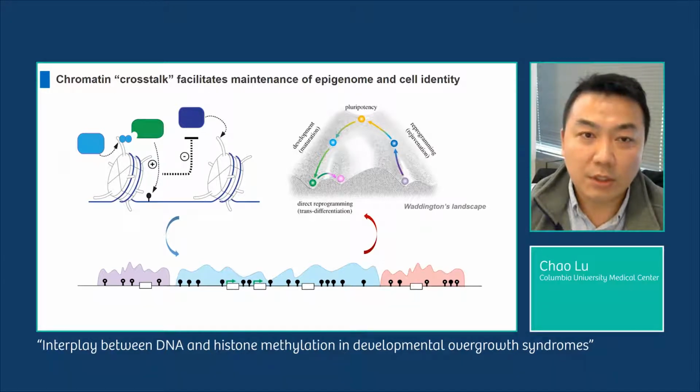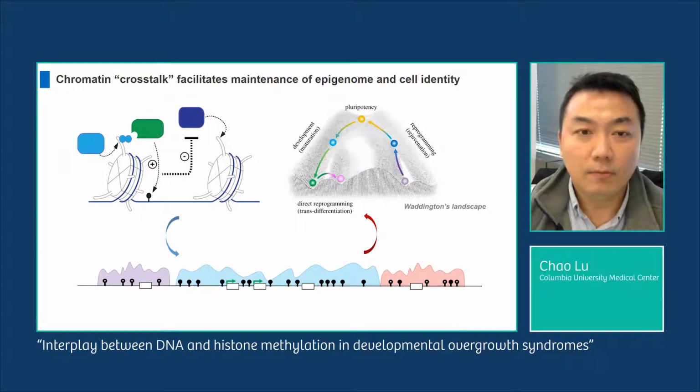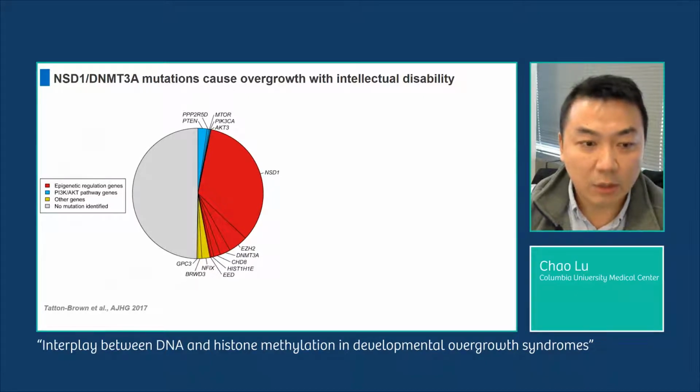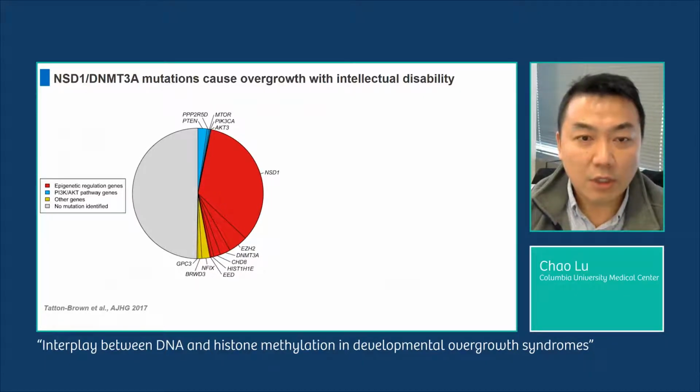So we're very interested to understand, are there new chromatin crosstalk? And what is the disease implication of those chromatin crosstalk? And for this, we were intrigued by human genetics data. So this is a figure adapted from a landmark study led by Dr. Tatton in 2017, where she and her colleagues have reported various mutations that underlie human overgrowth syndromes with intellectual disability.